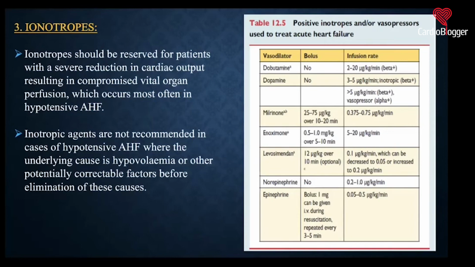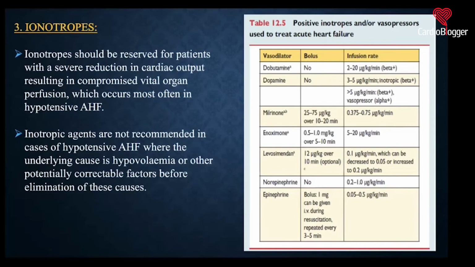Few drugs like milrinone, which is an inodilator, as I discussed. Milrinone is a phosphodiesterase 3 inhibitor. It has both an inotropic part and a vasodilatory part. So milrinone needs to be given as a bolus followed by the infusion. Drugs like inoximone are not currently available, and we do not use them very frequently.